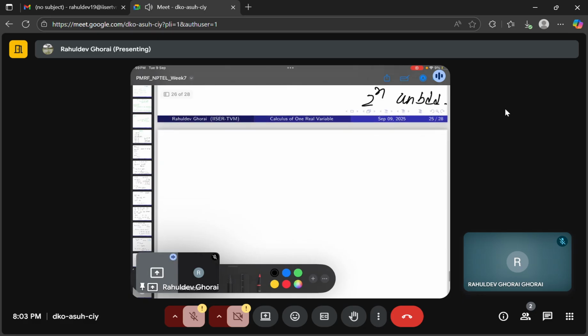Now let me again write the question. So mod of r is less than 1, r belongs to the real numbers, and then the limit of r to the power n is equal to 0. Proof: limit of r to the power n equal to 0.